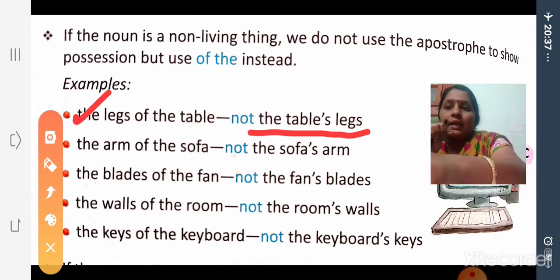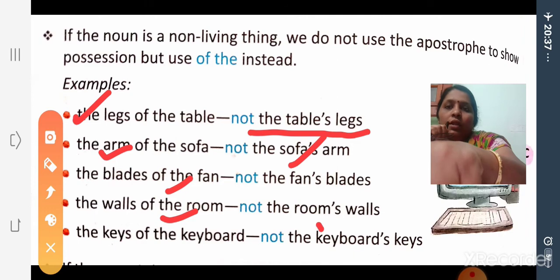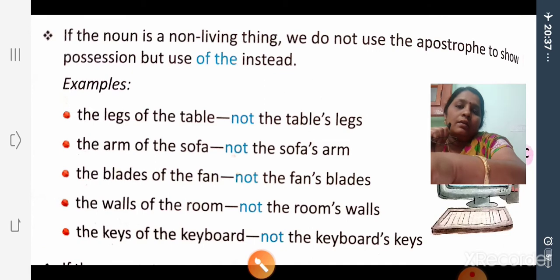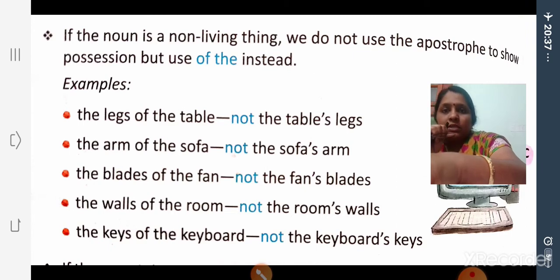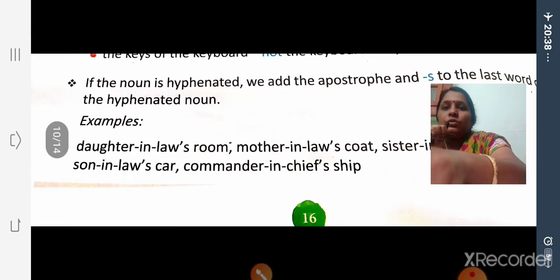Okay, look at the second sentence. The arm of the sofa is correct. The sofa's arm is not right. The blades of the fan, not the fan's blades. Then the walls of the room, not the room's wall. Then the keys of the keyboard, not the keyboard's key. So keep this in your mind: if the noun is a non-living thing, we have to add of the and do not use the apostrophe to show possession. Okay, so these are some of the rules.